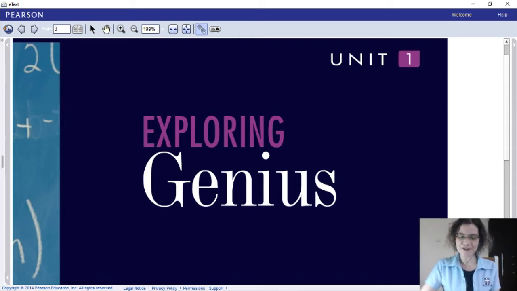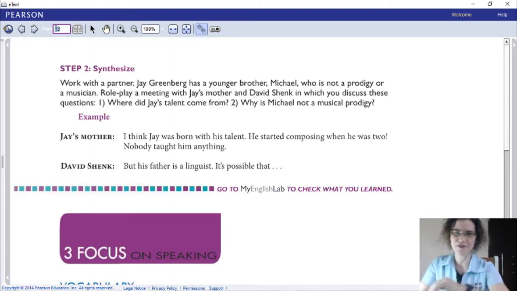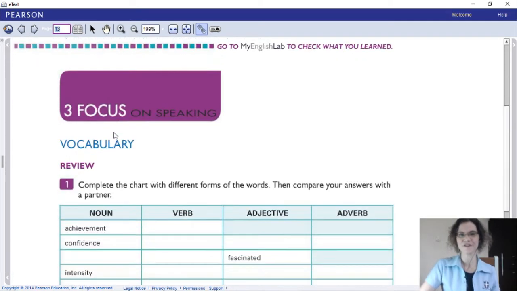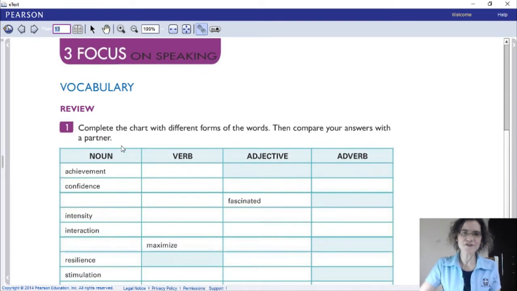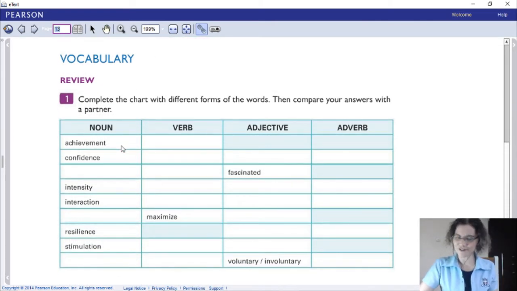Today we're going to focus on speaking. And the first thing that we're going to do is start with the vocabulary. This is a review of basically all the words that we've been talking about so far in Unit 1. Okay, here you see a chart. Boy, I love charts. It is divided into 4 columns: noun, verb, adjective, and adverb.